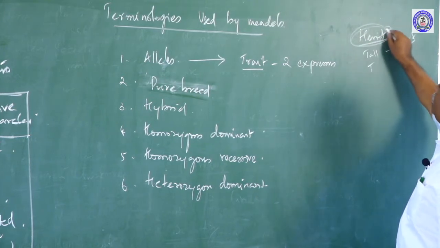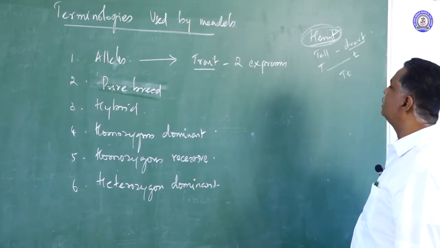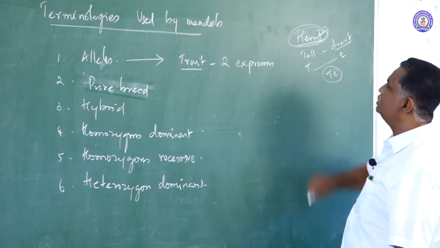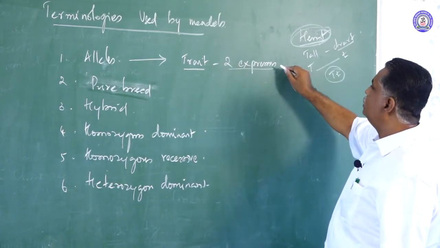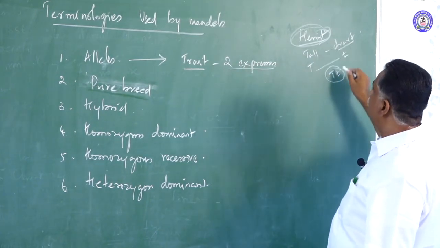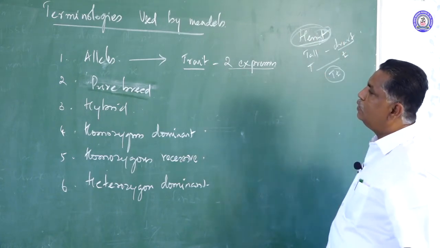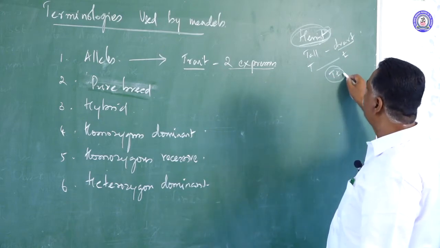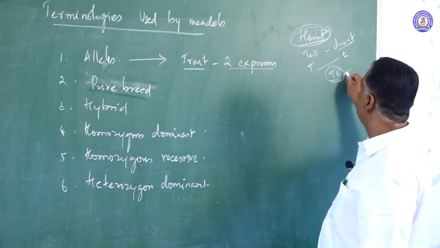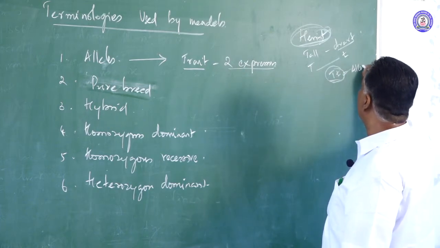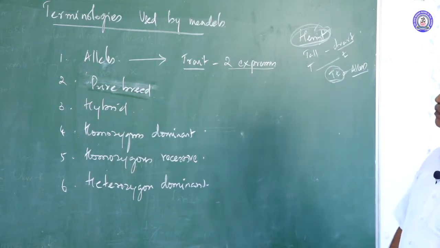For contributing the height of the plant, these two work together, and these two are called alleles. So, a triad is expressed in two ways, and the two factors are expressing the same character. Two expressions of a character are controlled by two factors, they are called alleles. So, here capital T and small t are alleles for the height of the Pisum sativum plant.